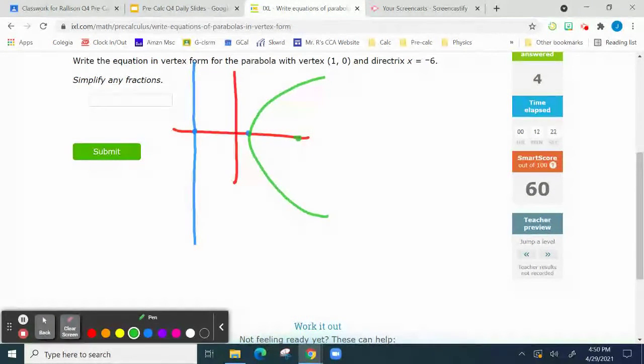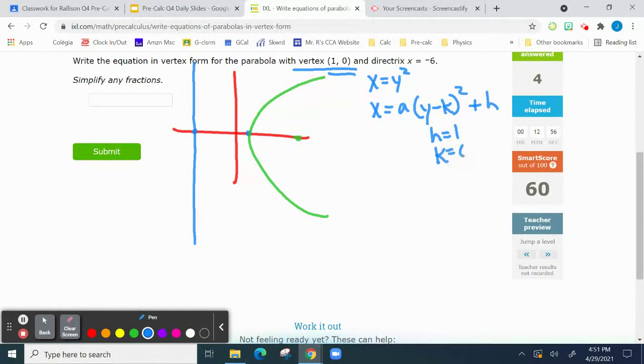So what do we need? Well, let's go back to our equation. This is a right-facing parabola, so it's going to be x equals a times (y minus k) squared plus h. It's right-facing, so we don't need to worry about the negative. Do we know h and k? We do, because we know the vertex right there. So h equals 1 and k equals 0. Now all we've got to do is find the a.